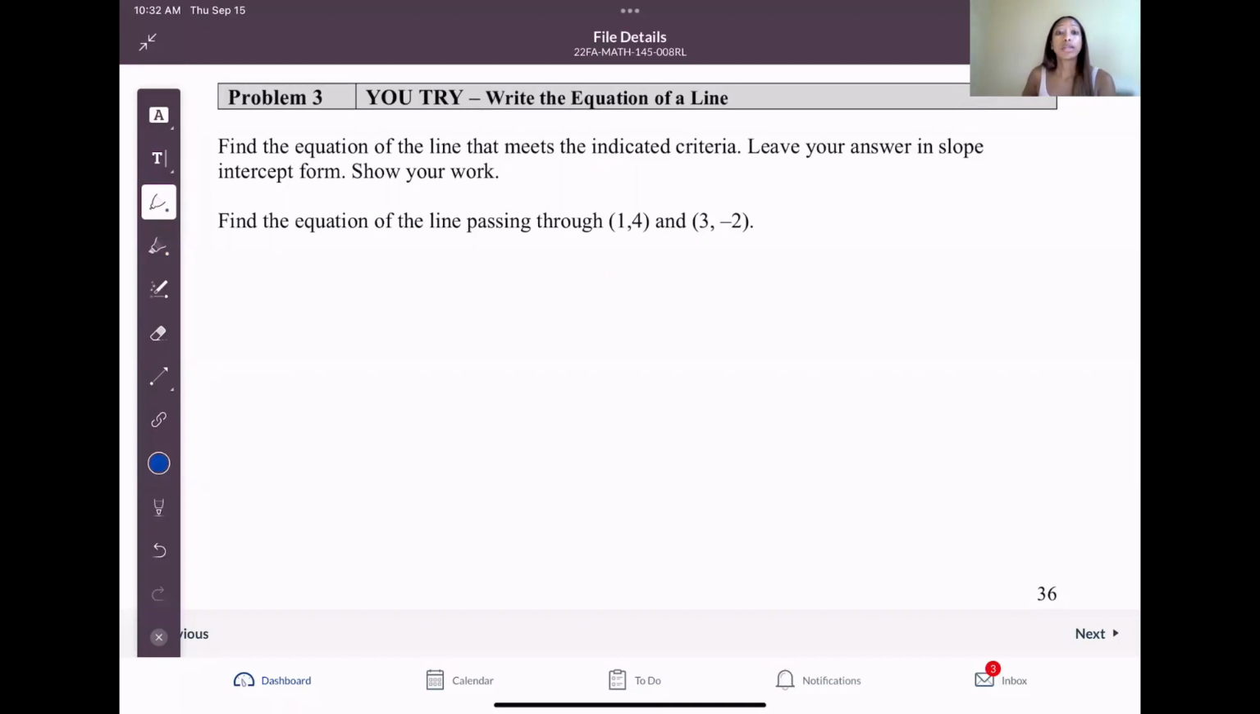All right. So we want the equation of a line passing through the points (1, 4) and (3, -2). This is an example where we're given 2 points and we have to find the equation. First thing we do is find the slope.